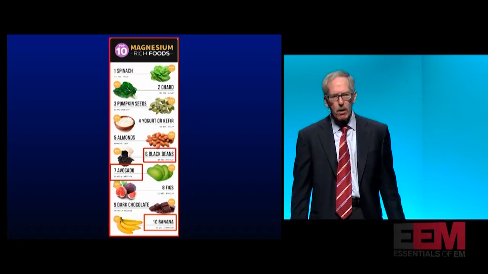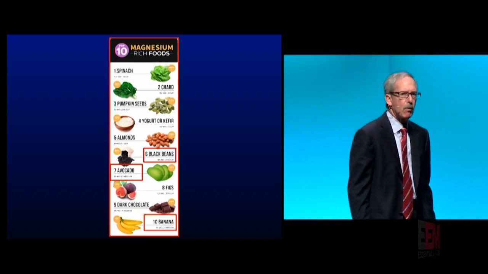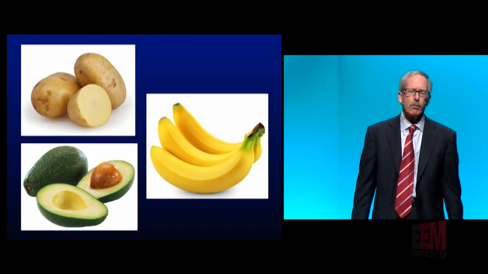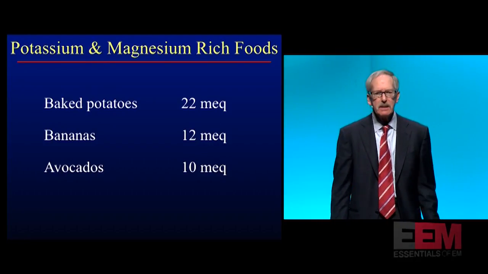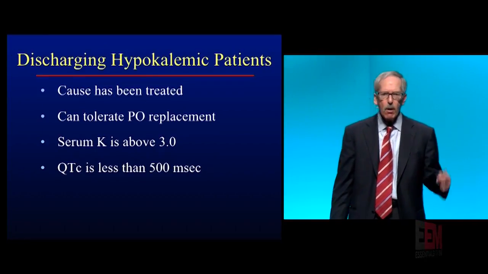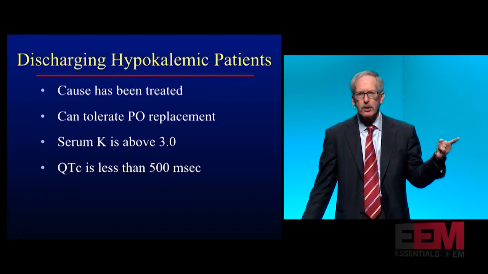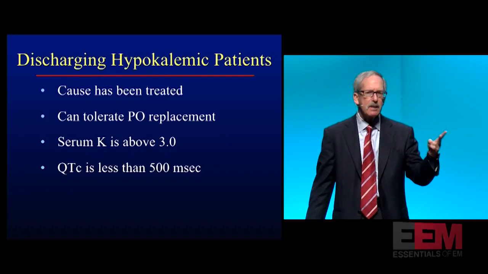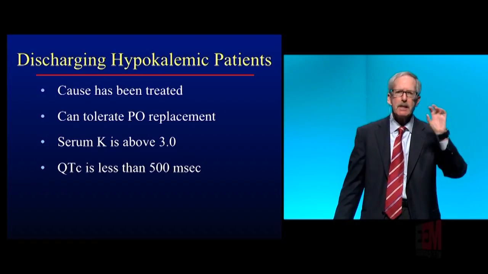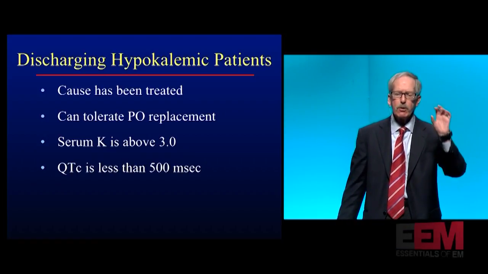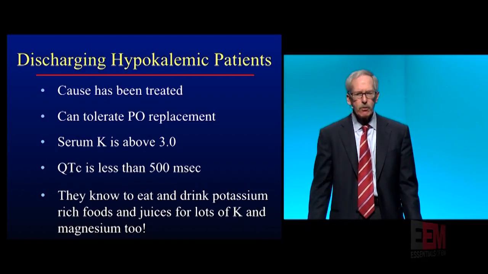But some of the foods I've talked about really do have lots of mag, too. Black beans, avocados, bananas. And although potatoes don't make the top 10, those 3 foods are spectacular for repleting potassium and giving you magnesium. So, when you're ready to discharge a patient, be sure the cause has been treated. If they can't hold down liquids, you've got to treat them. Be sure they can tolerate PO. Make sure their K is above 3. Their QTC must be below 500 or they will fibrillate. And teach them about what to eat and drink.